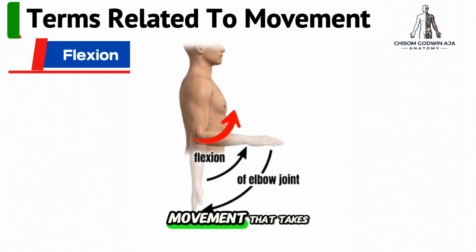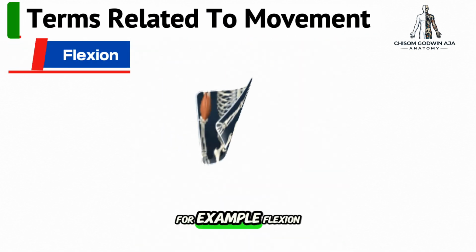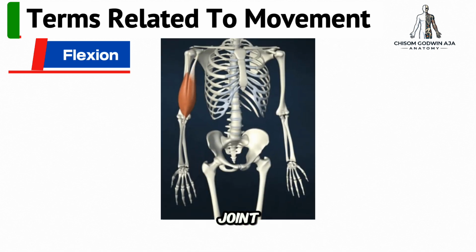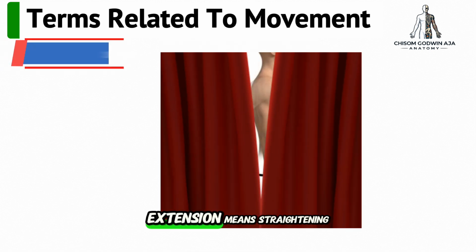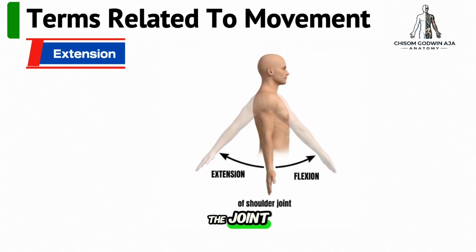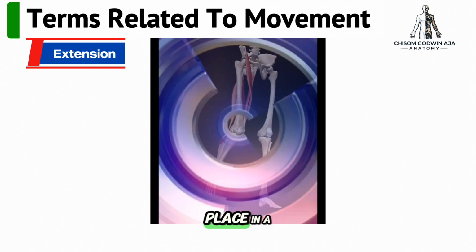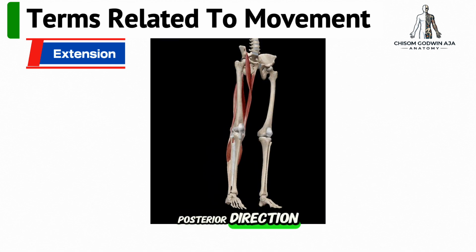Flexion is a movement that takes place in a sagittal plane. For example, flexion of the elbow joint approximates the anterior surface of the forearm to the anterior surface of the arm. Extension means straightening the joint and usually takes place in a posterior direction.